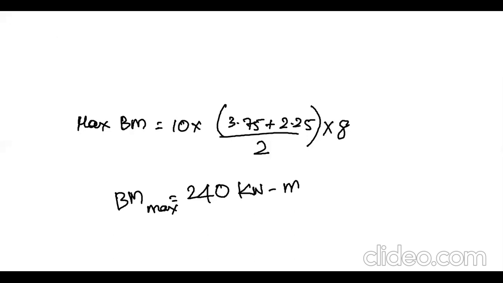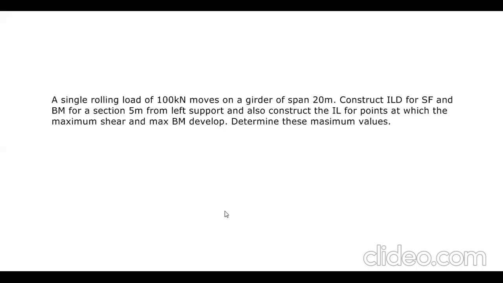Next I am going to give one small problem based on the point load. This is your assignment problem. I will read the question. A single rolling load, whose value is 100 kilonewton, moves on a girder of span. Girder means it's a beam. That beam span is 20 meter. Construct the influence line diagram for shear force and bending moment for the section 5 meter from the left support, and also construct the influence line for the points at which the maximum shear and maximum bending moment develop. Determine these maximum values.